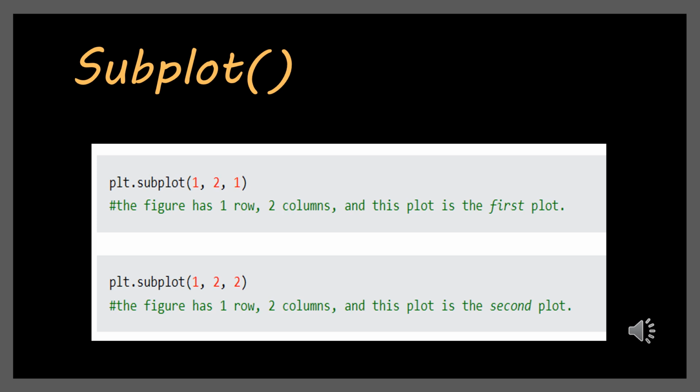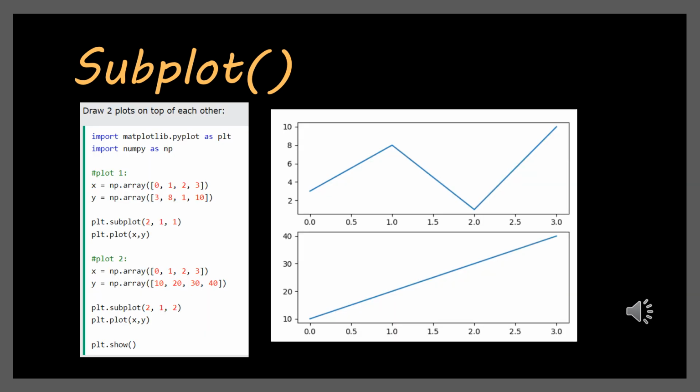For the second plot we have 1, 2, 2. The first one represents a row and the second represents a column, and 2 in the third place represents the index of the subplot. So this is how it is displayed. So here the first subplot is 2, 1, 1, and the second subplot is 2, 1, 2. So that is how it is displayed.